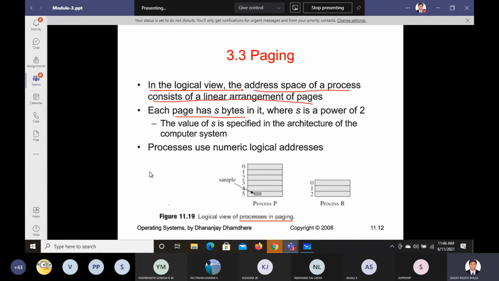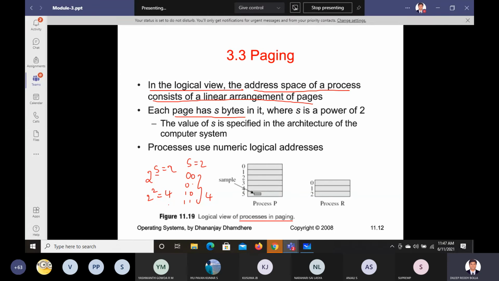So it is 2 power S. If the S value is 2 here, it is 2 power 2, so we will have 4 pages, because the process we have here is only 00, 01, 10 and 11. So the S value is 2 here, and it can map up to 4 pages. It cannot map more than that many pages. That's about the page.